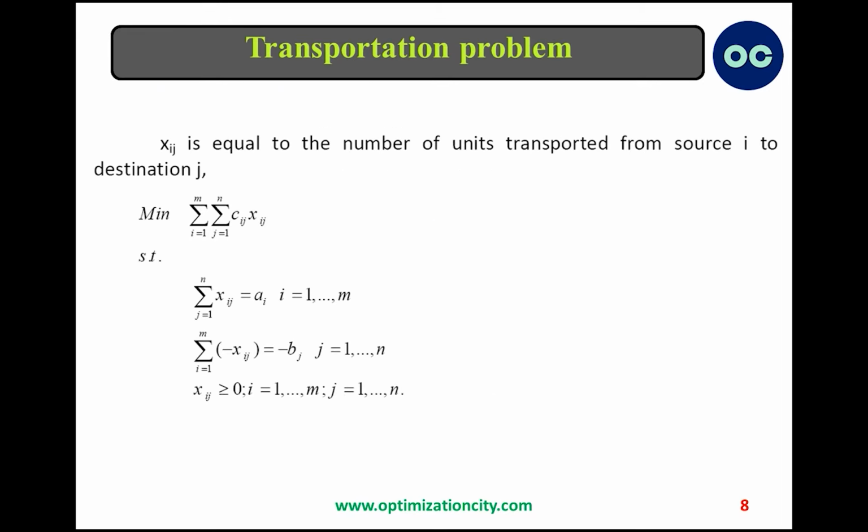Suppose that Xij represents the quantity of units transported from source i to destination j. In this case, we can formulate the transportation problem as follows. Here we are going to minimize the objective function, which is the transportation cost, and this is the balance equation for resource i, and this is the balance equation for destination j, and this is the non-negativity constraint. So as you can see, we don't have any capacity for each arc.